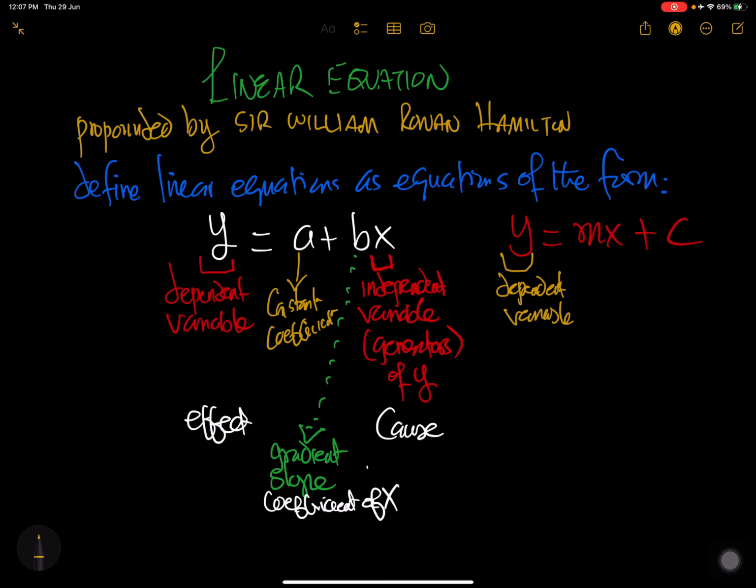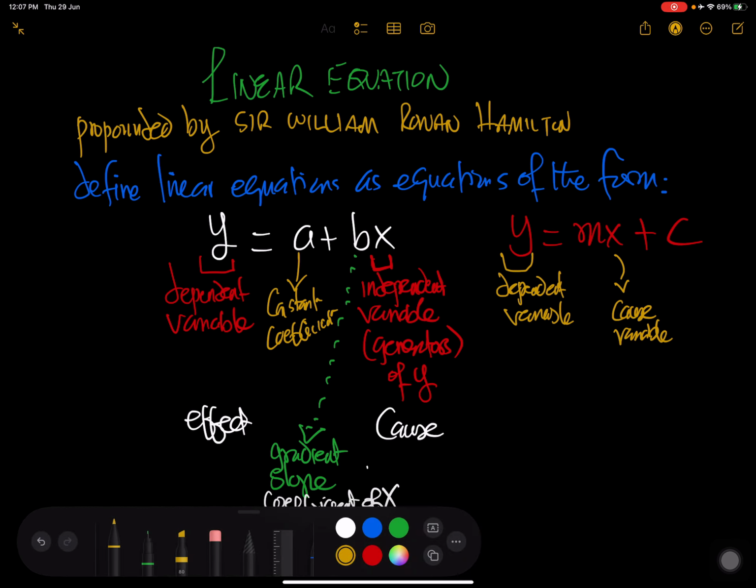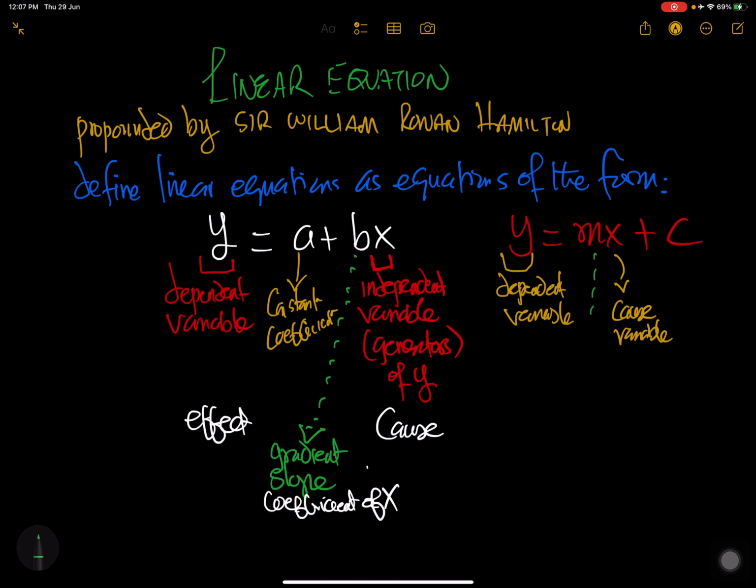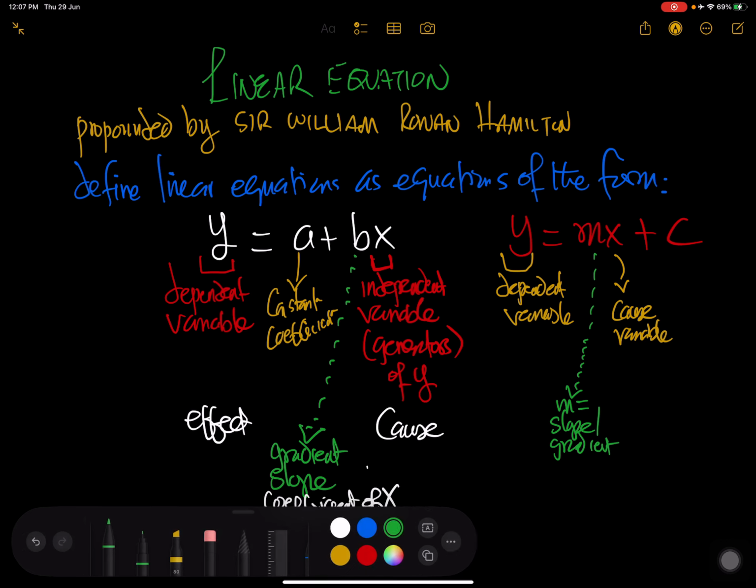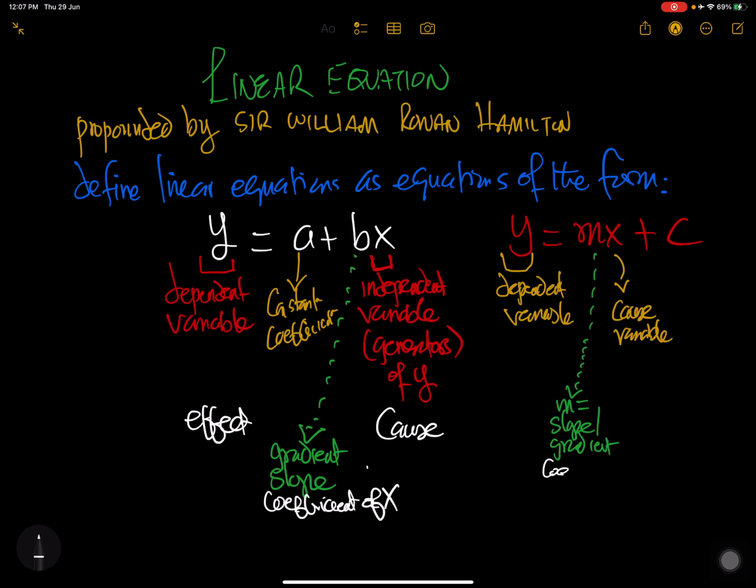And then this x is the cause variable. It causes y to behave, right? And then we also have our m, which is the slope or the gradient, or what we call the coefficient. So it's the same thing when you see it in a different text. It's the same, the coefficient of x, the coefficient.